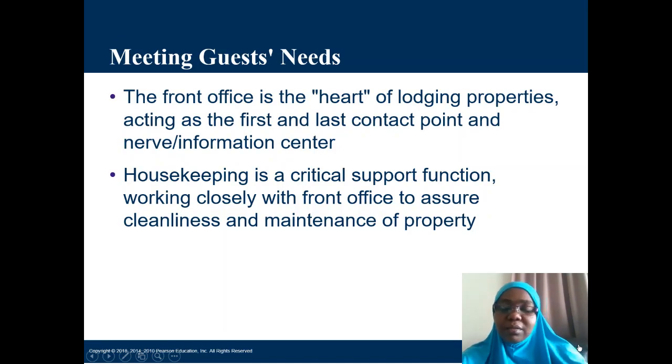Meeting the guest needs. Don't forget that we've mentioned that the basic essence of any service provider is to meet the guest need. So, specifically talking about the lodging industry now, or accommodation services generally, what is the essence? How do they meet the needs of their customer? The front office is the heart of the lodging properties.